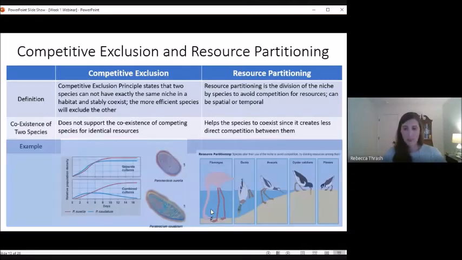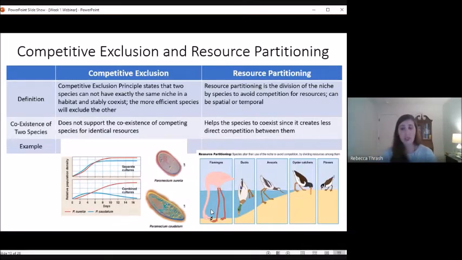So I've got some examples. In competitive exclusion, this is a pretty well-known little example here. You've got two paramecium species that we track their population density, so basically how many of them there are, kind of like population growth, over time. So when we look at these growth curves separately, so if they're just by themselves, each in their own little population, you can see that their density peaks around the same time.